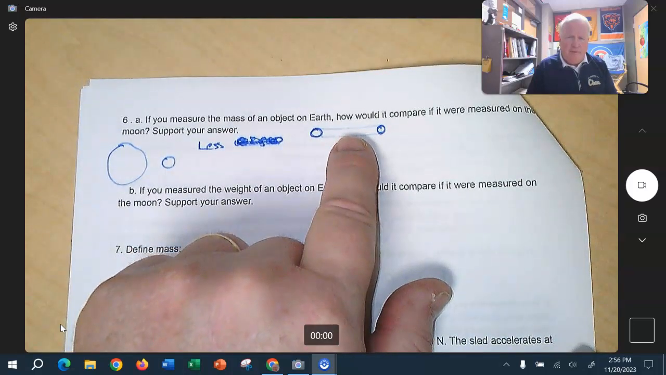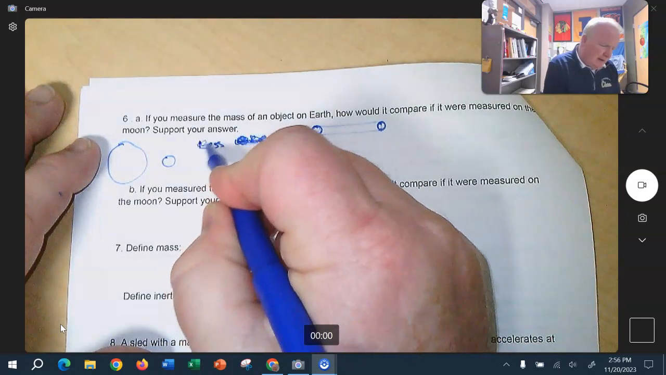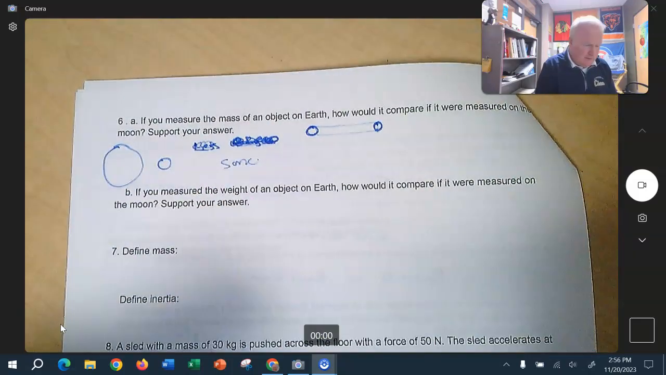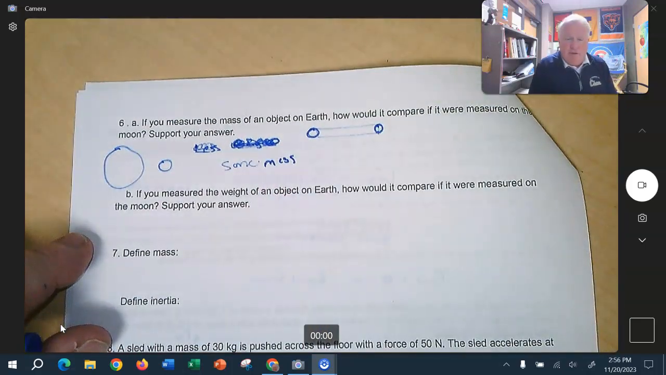If I take this pipe to the moon, it's the same pipe. It's got the same amount of stuff. And so it's not less weight. It's the same amount of mass. So it's the same mass, right? And so that's the same.